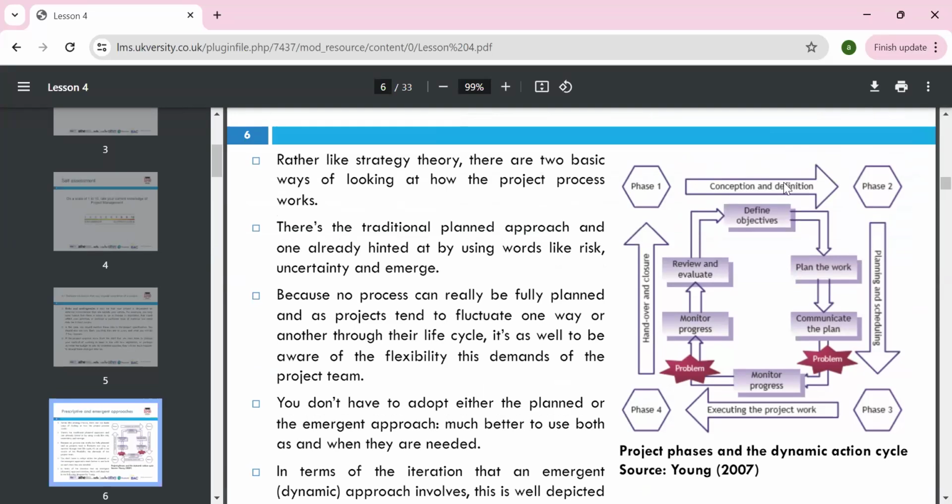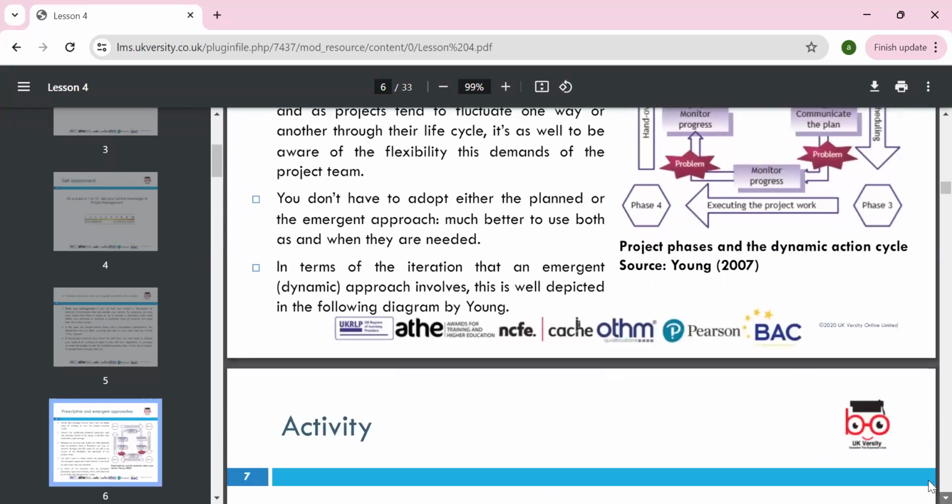So we can conceive of the project, review and evaluate, and monitor the performance according to phase one and phase four. And we can look at planning the work, manipulating the work plan, and scheduling, and all these phases dynamically. Because as the environment changes, you have to change the project plan accordingly, and you have a contingency plan.